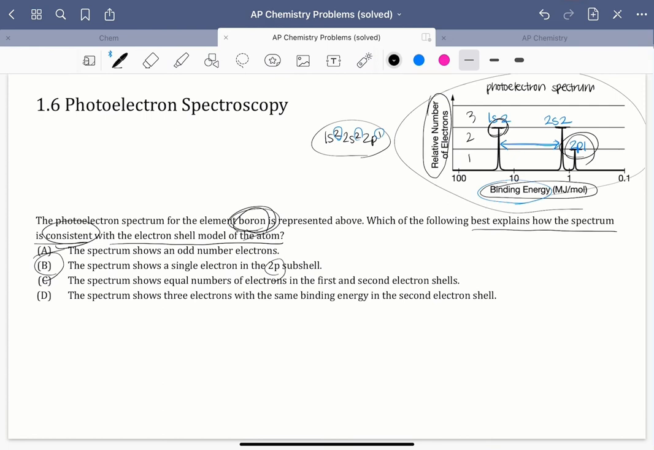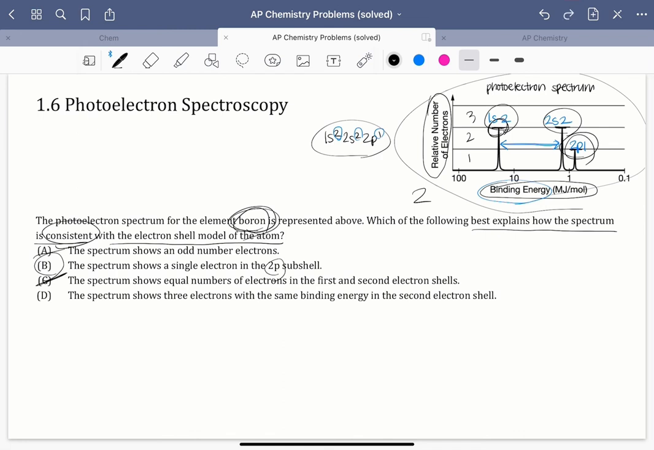Option C, the spectrum shows an equal number of electrons in the first and second electron shells. It's accurate that these two represent the same number of electrons, which is 2. However, it could be any other element that's not boron. It's not specifically talking about the element boron, therefore it is not accurate.